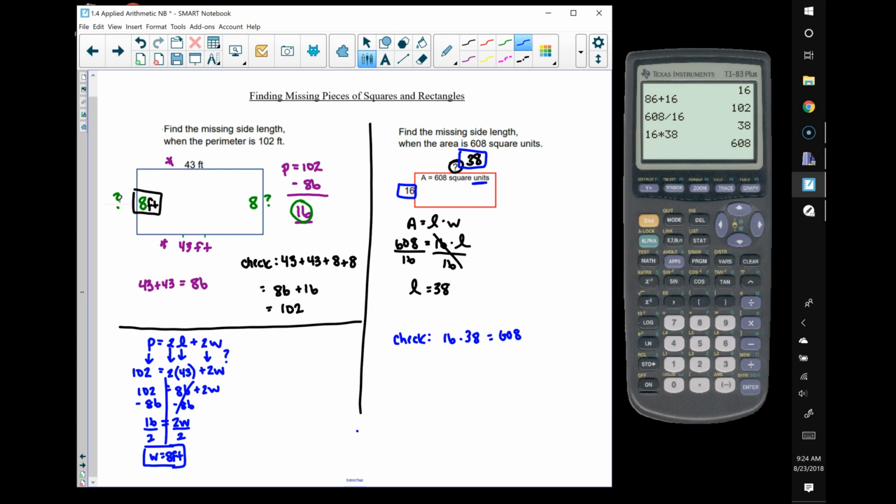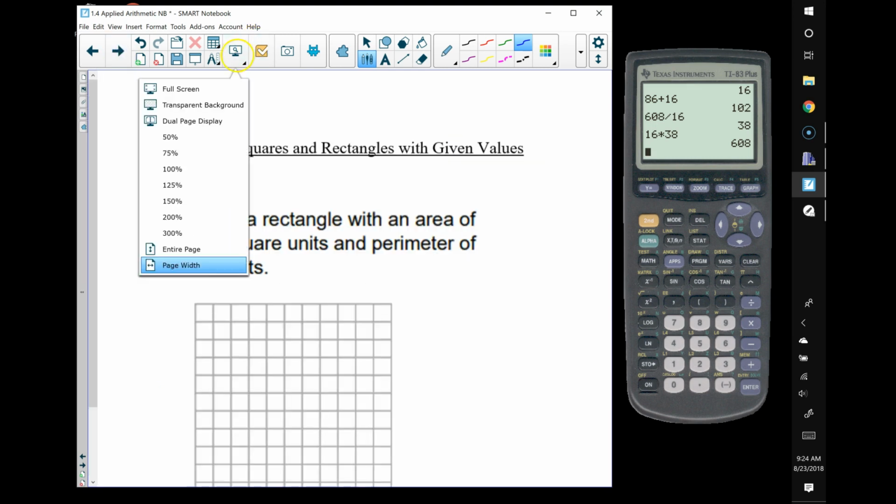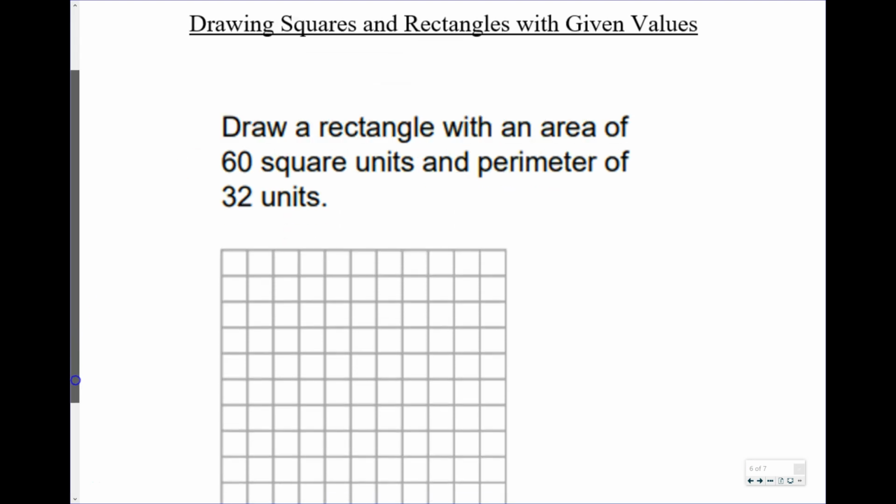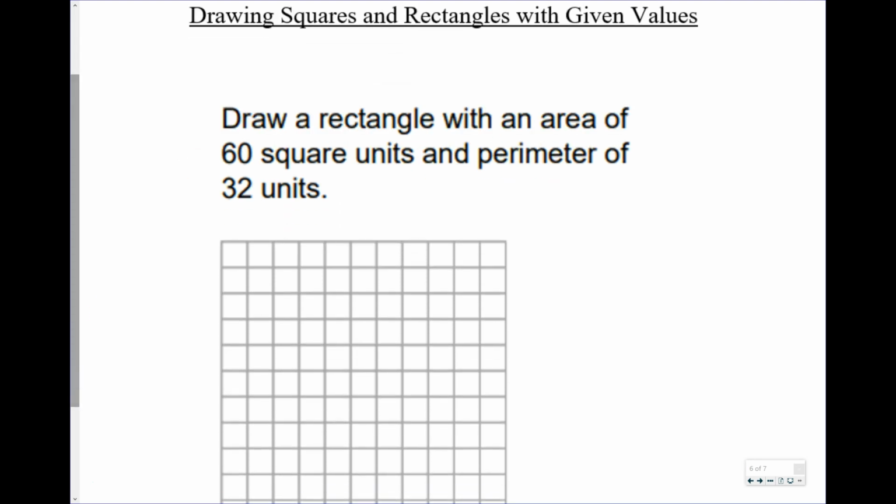Okay, so you could write 38 units on here if you wanted to. It's a math way we describe a measurement we don't know. Okay. One last example, and this is going to come into play. You have a project for this unit, and it's creating some squares and rectangles. It's pretty cool. But this next example is going to talk about you creating your own squares and rectangles with a given. Okay, so here's the instruction.